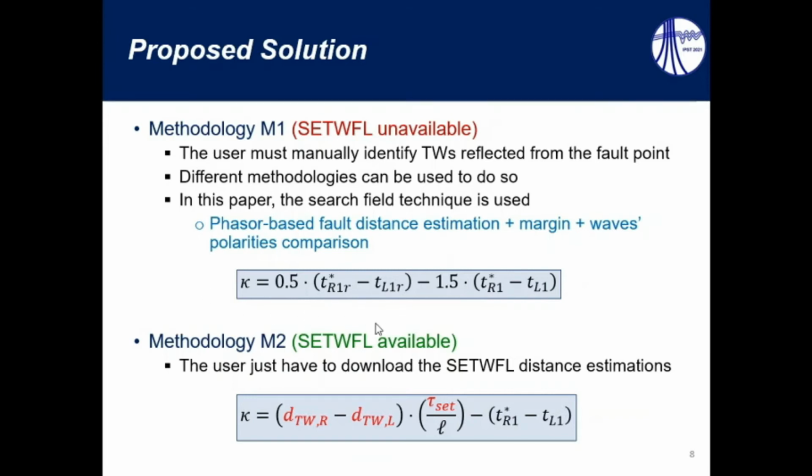In addition, the methodology M2 considers that the single-ended traveling wave-based fault location functions are available, so the user just has to download the fault distance estimations, and based on these estimations we obtain this formula for kappa here. You must know that even if we use wrong tau settings, it's important to point out again that even if we use a wrong setting, these distance estimations will be wrong, but the kappa value will be correct.